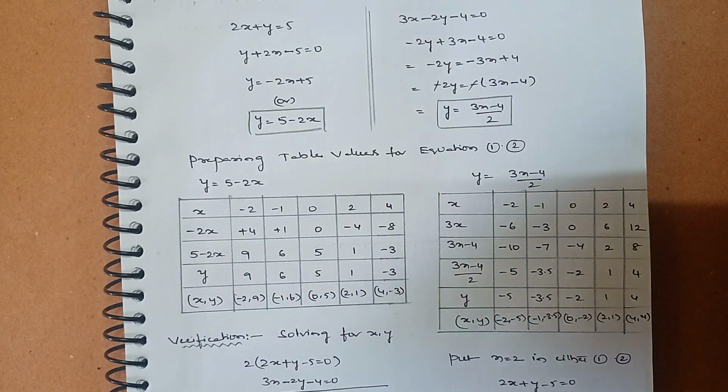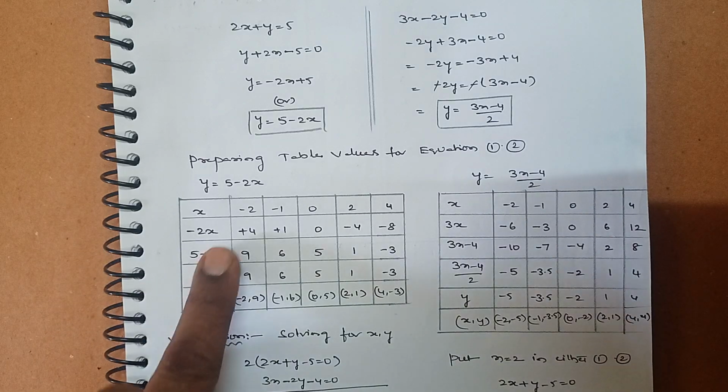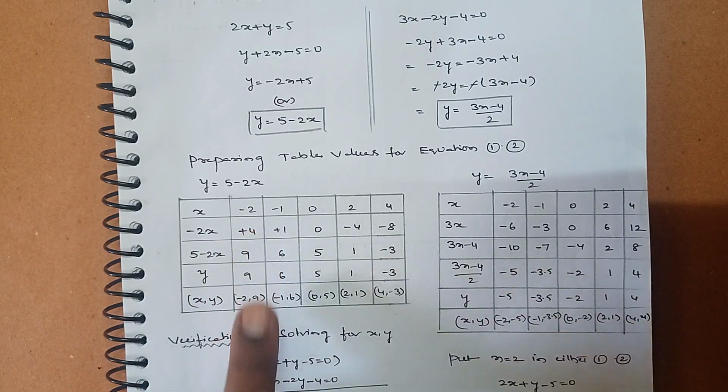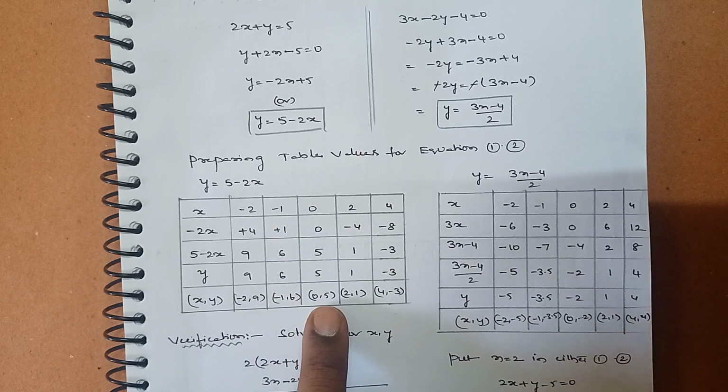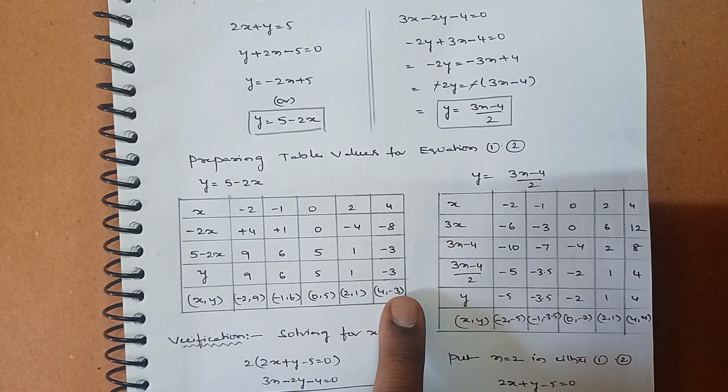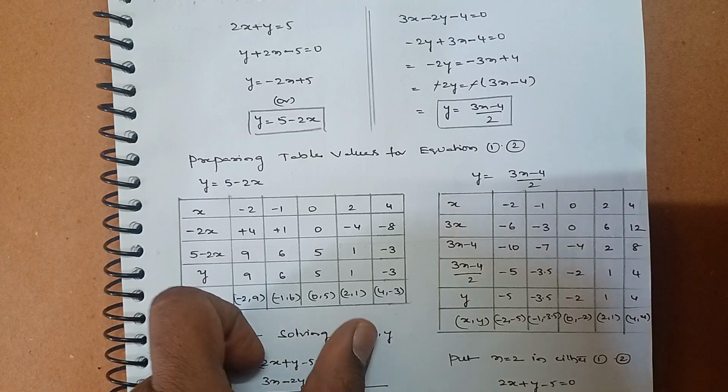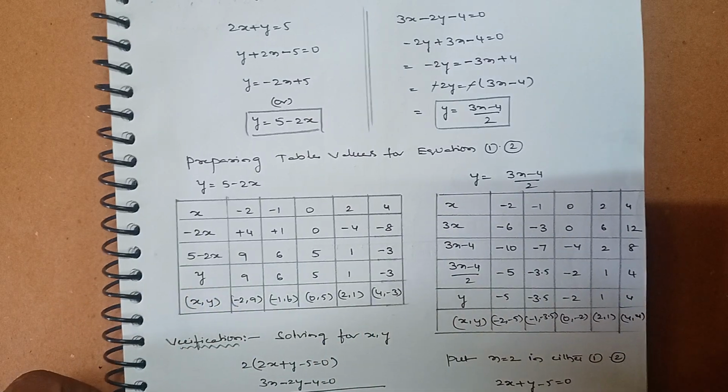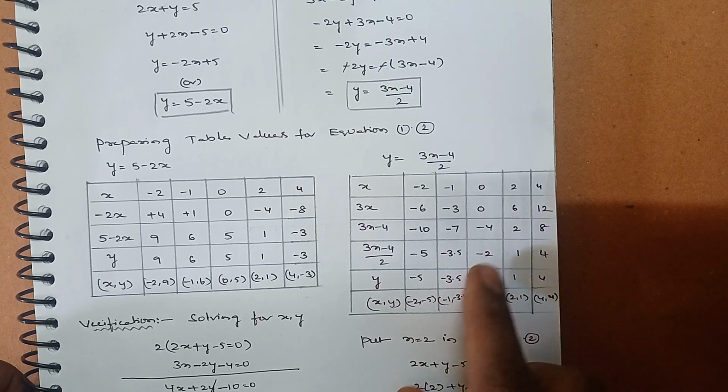So according to the ordered pair, how can we write? x comma y, right? So minus 2 comma 9, minus 1 comma 6, 0 comma 5, 2 comma 1, 4 comma minus 3. These are the ordered pairs. These are the points to be plotted on the graph paper. Similarly, we can do it for line 2 also.